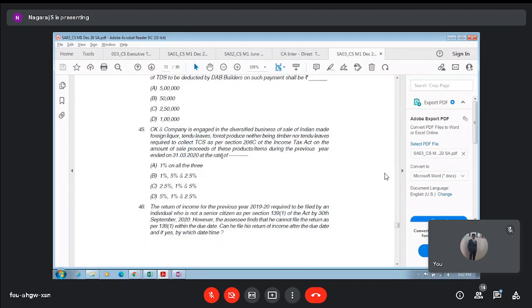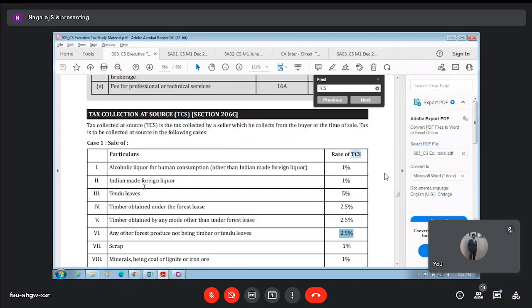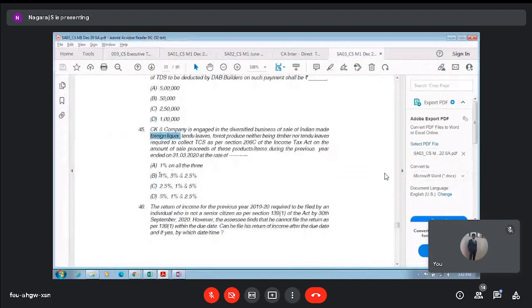See, it should be in the order. Okay, Indian made foreign liquor, what is the percentage you saw? 1%. The sequence of answer should be like this. There is 1% in A and B only. That means this C and D automatically you should exclude. Why?